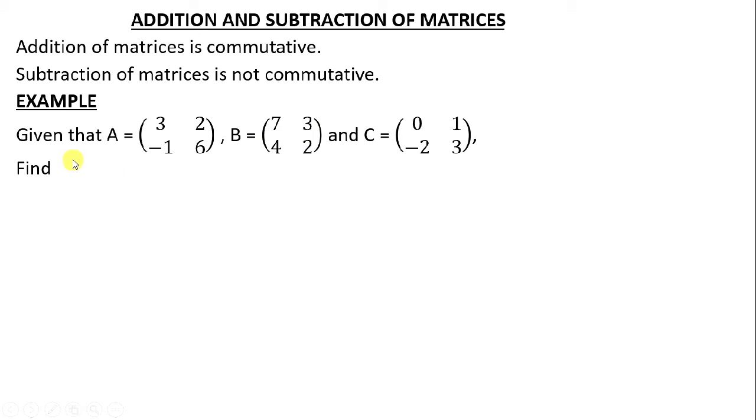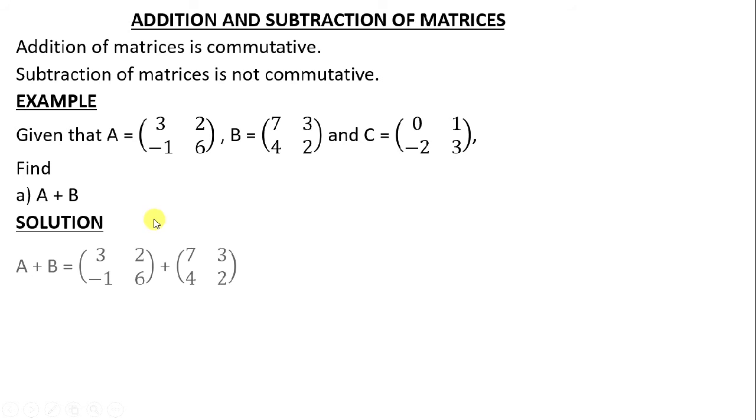We are given that example, which is saying, given that A is equal to 3 and 2 in the first row, -1 and 6 in the second row, B is equal to 7 and 3 in the first row, 4 and 2 in the second row, and C has entries 0 and 1 in the first row, -2 and 3 in the second row. Find A plus B.